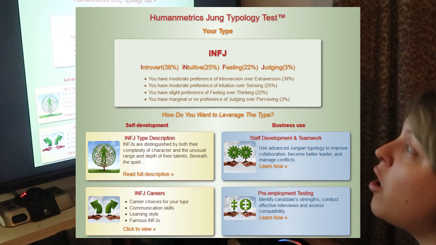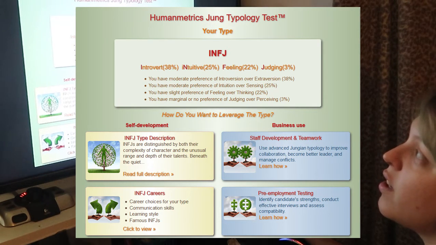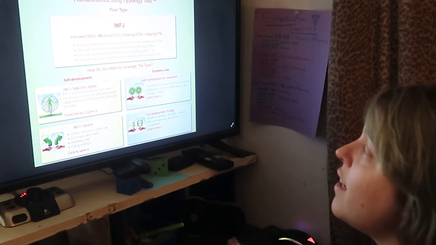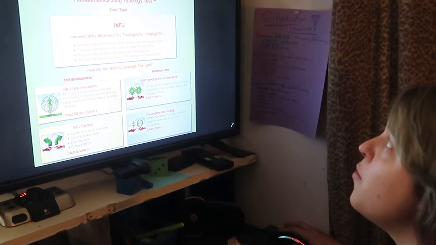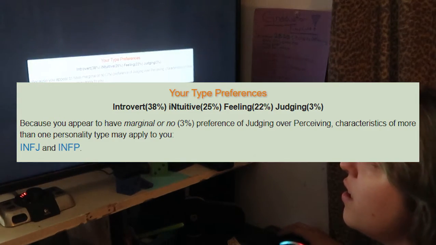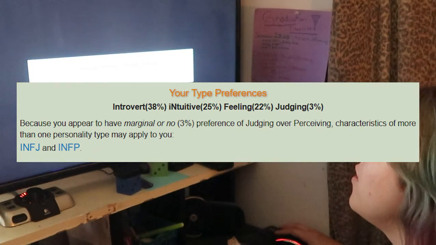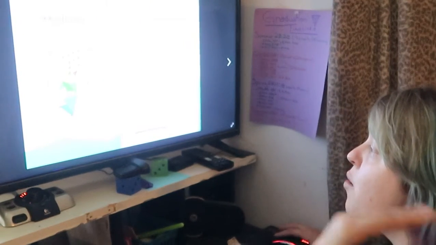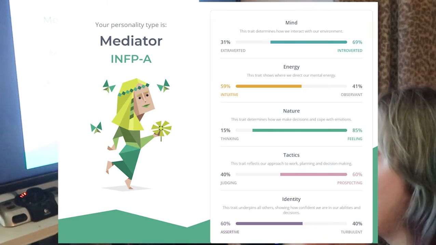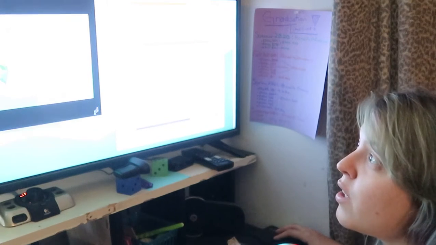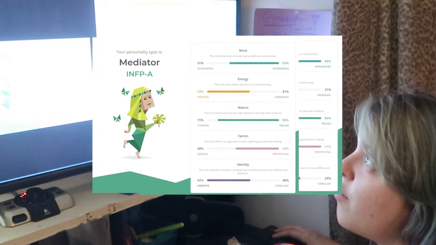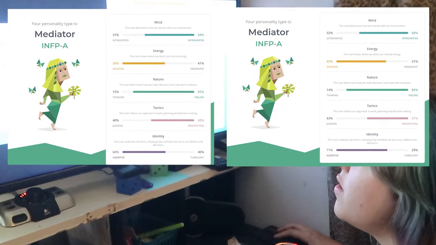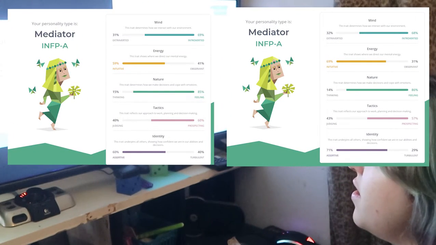However, I had a marginal preference over judging or perceiving of only 3%. So even though I went 3% into judging that day, it was still like, you're probably also maybe an INFP, you should check that out. So I found that funny. I took this version of that test that same day also, but I got my same INFP-A results. Now, comparing the results from the 16 Personalities test from just a week ago, we can see how the results have changed in just that time.